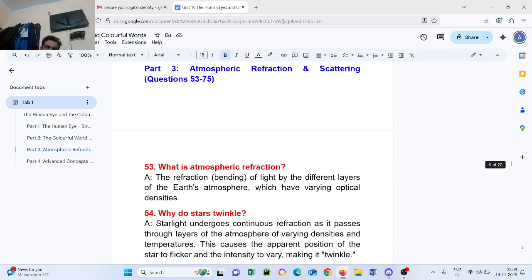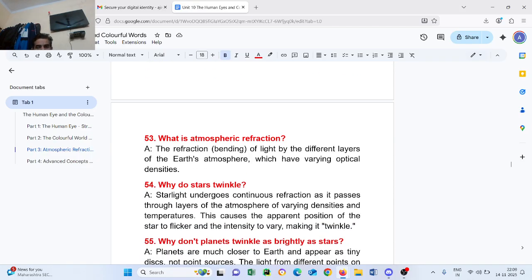Now move to part 3, atmospheric refraction and scattering, questions 53 to 75. Question number 53. What is atmospheric refraction? The refraction, or bending, of light by the different layers of the Earth's atmosphere, which have varying optical density.